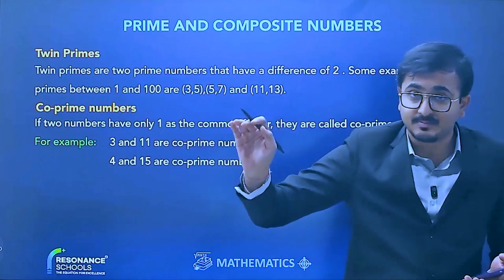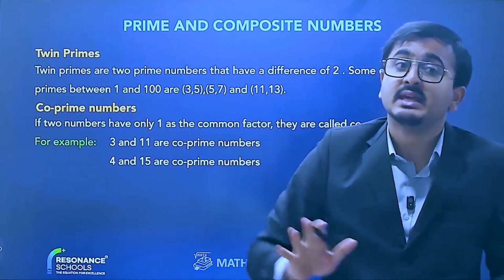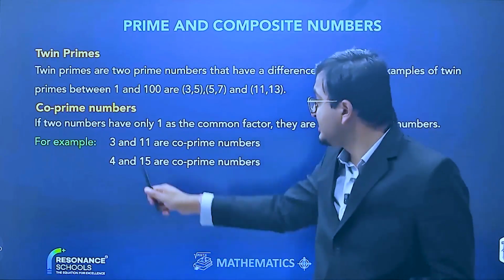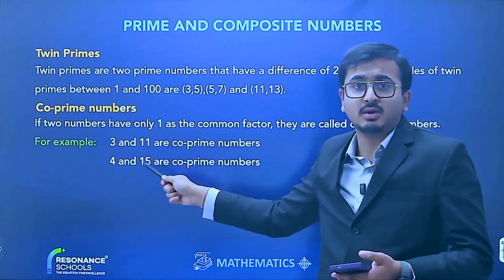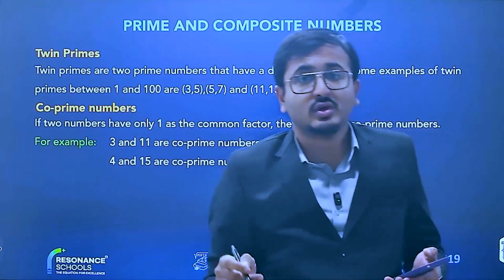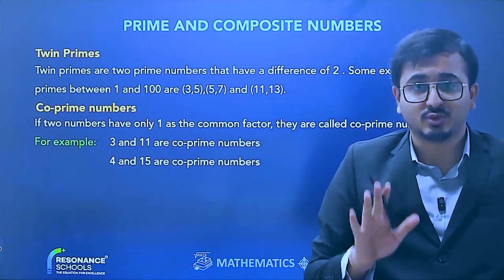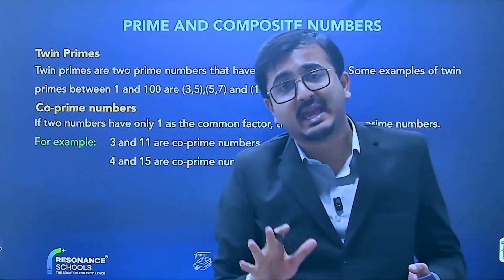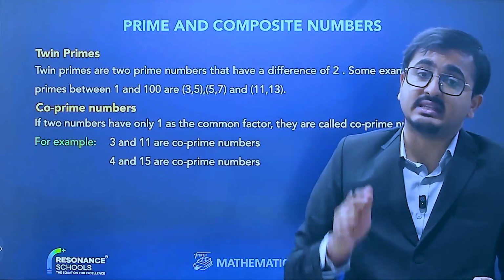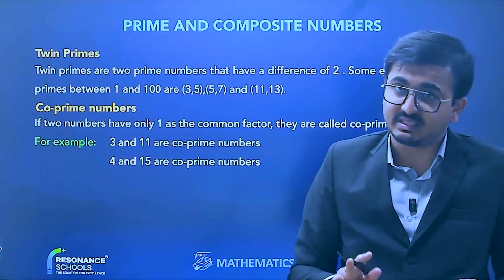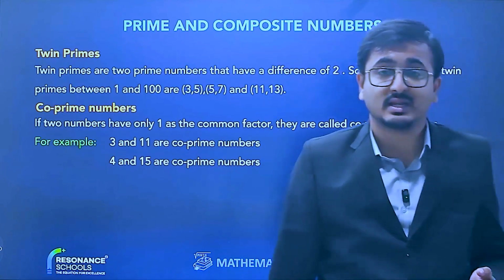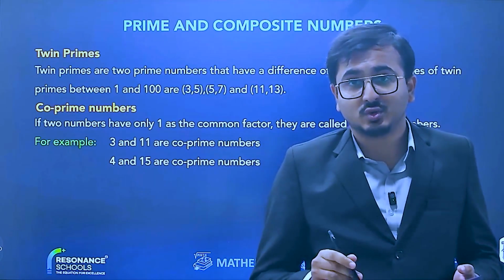So in co-prime, there need not be any compulsion that both numbers have to be prime. You can see here, is 4 prime? No. Is 15 prime? No. But are they co-prime? Yes. So in co-prime there need not be any prime numbers, although they can be prime. That condition is not there. But in twin prime, definitely there will be two primes with a difference of 2. Clear to everyone? Yes or no?